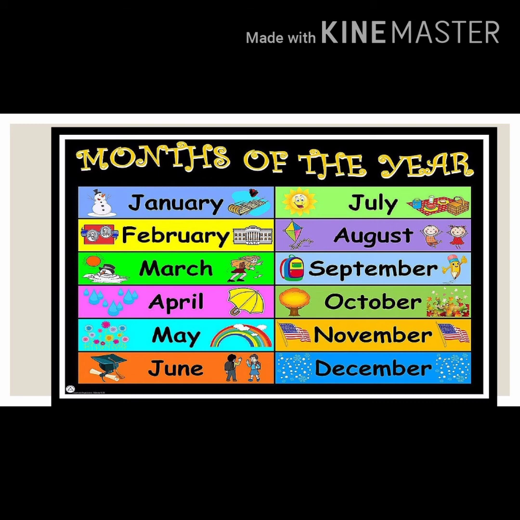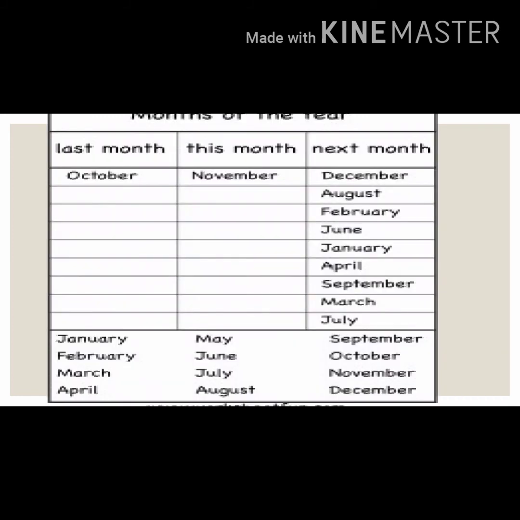So when we read about the year, we read about these 12 months. The year begins from January and the year ends at December. So now what you have to do is write down all these 12 months and learn the spelling. So let's begin with the first month, that is January, then February, March, April, May, June, July, August, September, October, November and December.